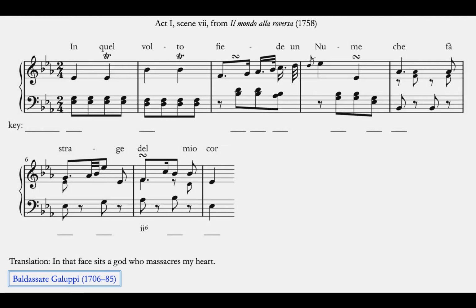Let's see if that idea holds up in another passage from the same Galuppi opera. Once again, we're going to be hearing 1 and 5 chords, either in root position or in first inversion. Here's a hint, the 5 chords could be triads or could be 7th chords. So let's have a listen, think about the analysis. Where do we find root position chords and where do we find inverted chords?